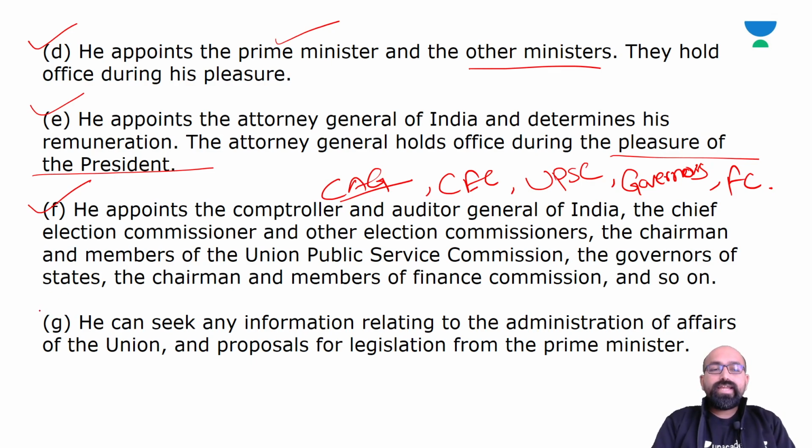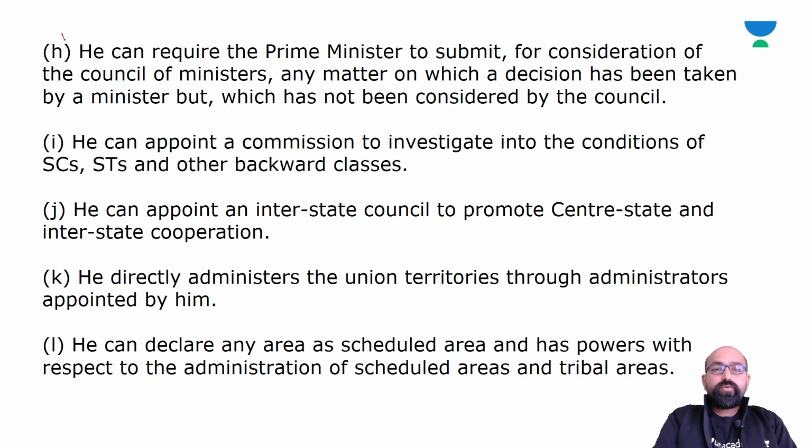Yes, he can seek any information relating to the administration of affairs of the Union and proposals for legislation from the Prime Minister. Yes, the President can seek any information relating to the administration of affairs of the Union and proposals for legislation from the Prime Minister. Now, next, the President can require the Prime Minister to submit for consideration of the Council of Ministers any matter on which a decision has been taken by a minister but which has not been considered by the council.